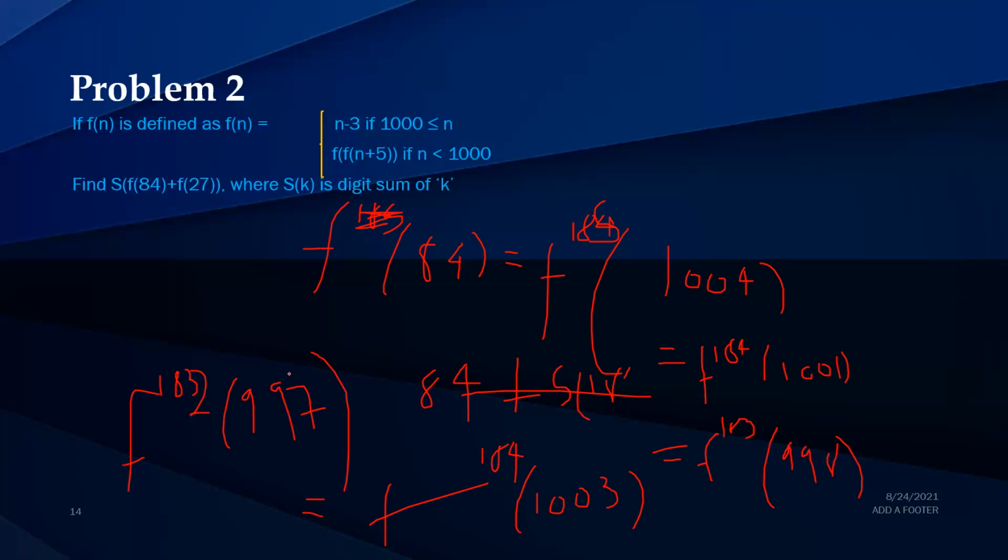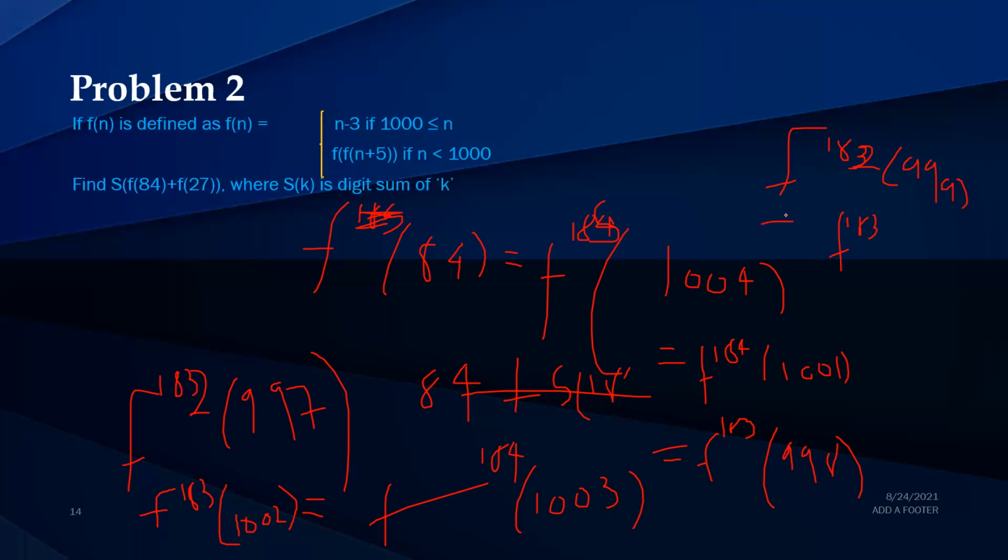And now 997, so we'll again add 5 here. f of 183 raised to 93, 1002. Now again we'll subtract 3. So we have 182, 999. Finally we will have again 1004, f of 183 107.